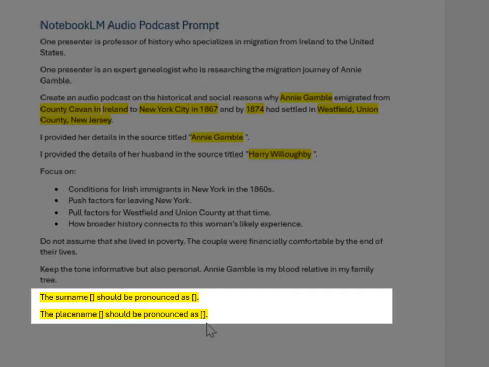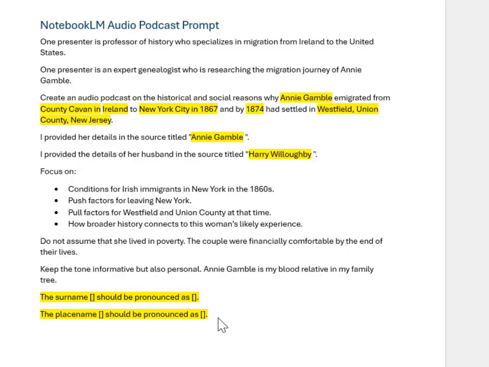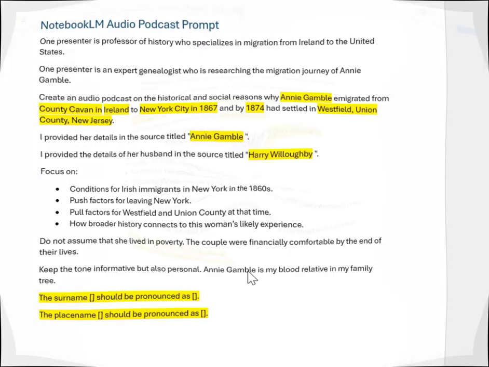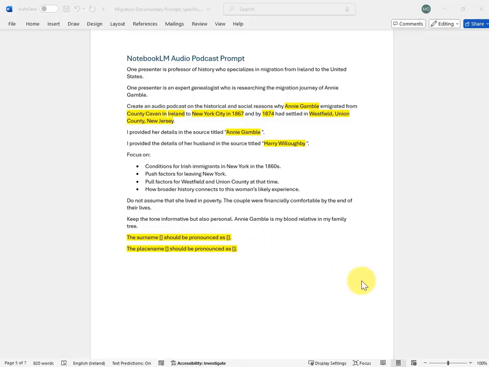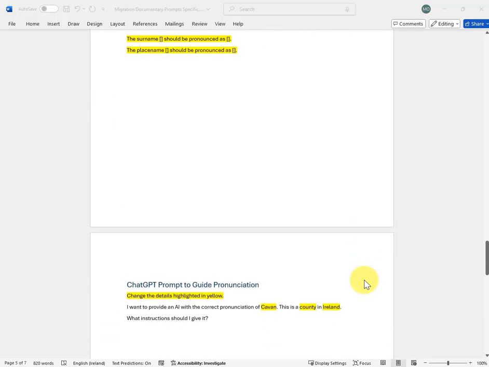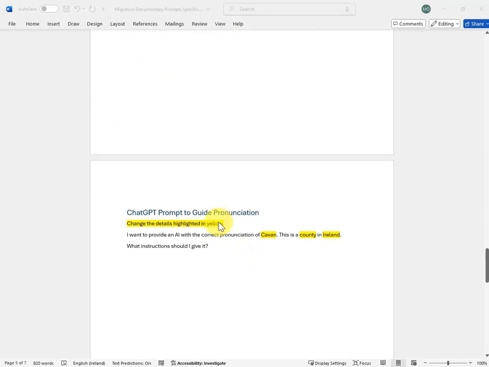I don't expect the AI to have any trouble with the pronunciation of the first name and last names of the two people involved. However, it has had trouble with the pronunciation of the place name Cavan, at times calling it Cavan or Cavan. But how do you tell an AI by text how to pronounce a name? Well, the easiest thing to do is to ask another AI on what the instructions should be. So I will scroll down to my next prompt, and that is a prompt for ChatGPT.